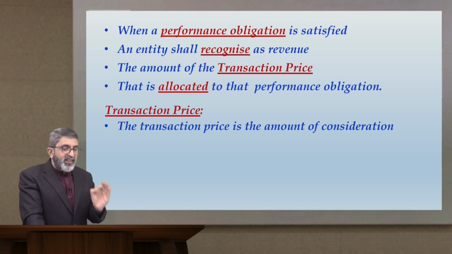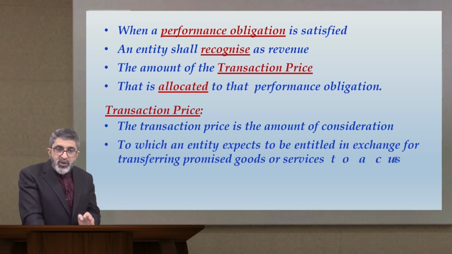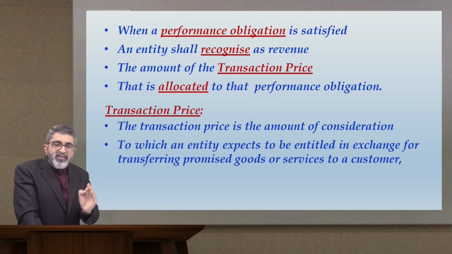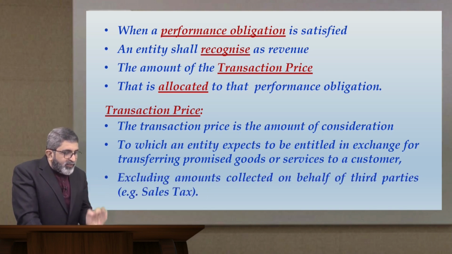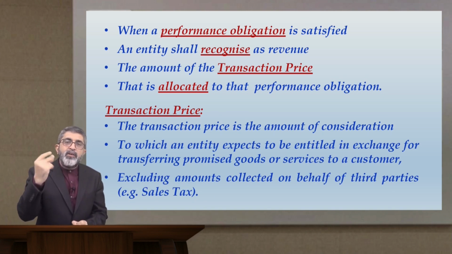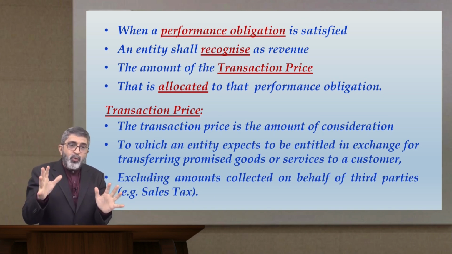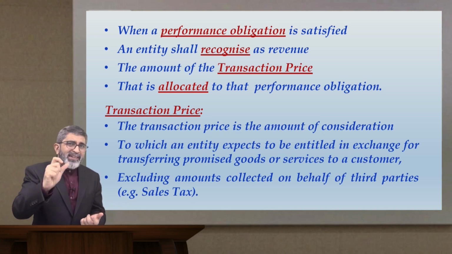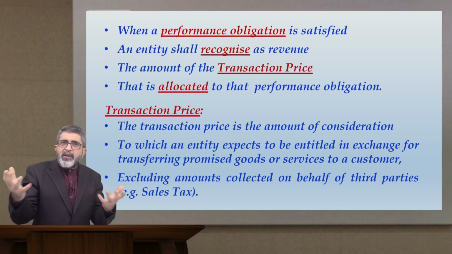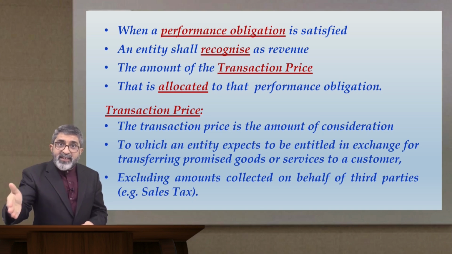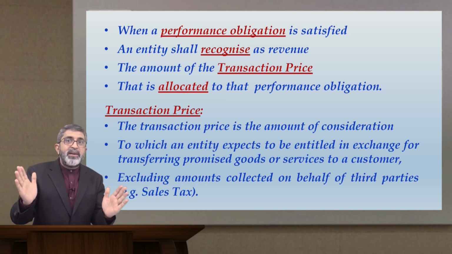The transaction price is the amount of consideration to which an entity expects to be entitled in exchange for transferring promised goods or services to a customer, excluding amounts collected on behalf of third parties, for example, sales tax. Now look into one thing. In different countries, the pattern of collecting indirect tax by government could be a little different. Say in a country like India, it is GST, goods and services tax. In the US, it is simply sales tax.